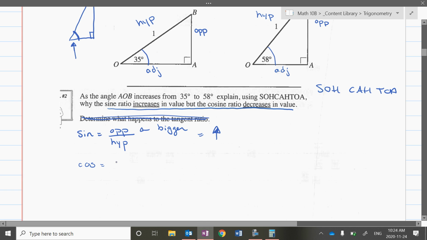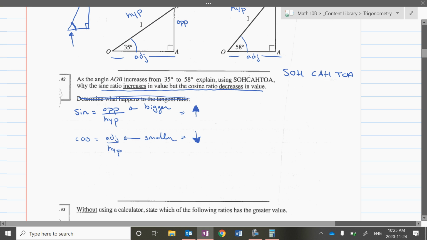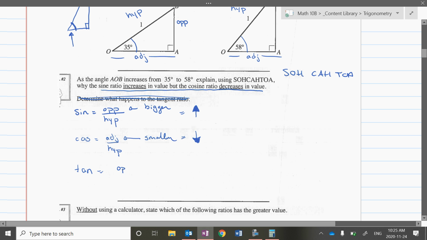Versus if I look at our cosine ratio, which is our adjacent over our hypotenuse, our adjacent value is getting smaller, right? Looking at these two diagrams, I have a much longer adjacent side and then a shorter adjacent side. So if my numerator gets smaller, my cosine value is going to get smaller. If we look at the tan ratio, which is opposite over adjacent, my opposite value is going to be increasing as my adjacent side is decreasing. So I'm getting a bigger number divided by a smaller number. So that's going to cause our tangent ratio overall to also increase.